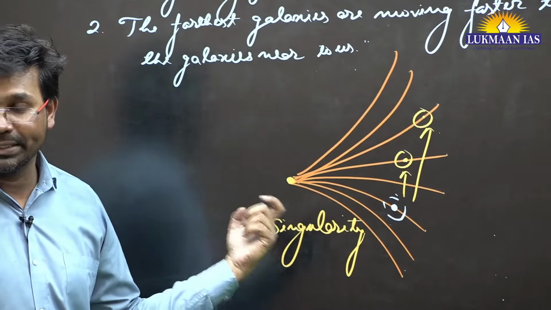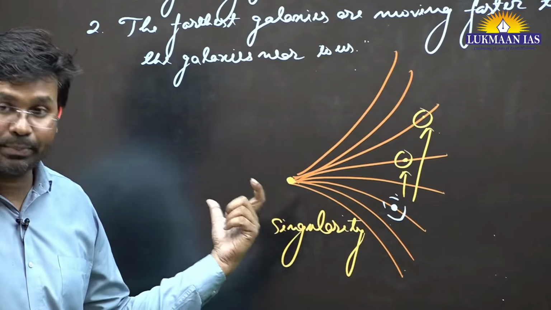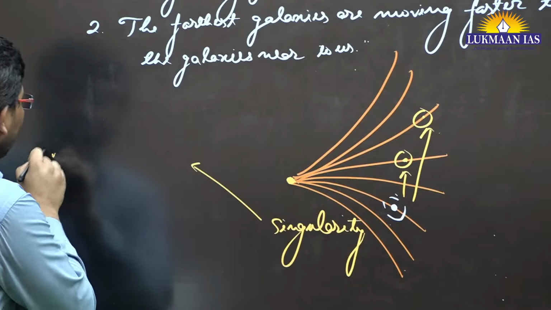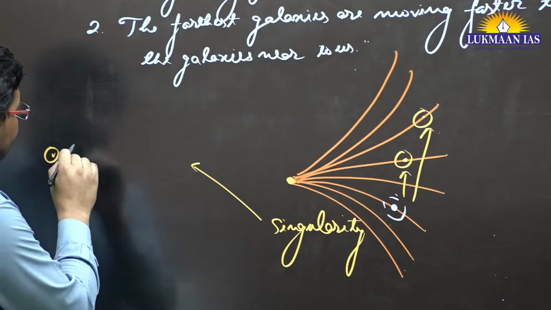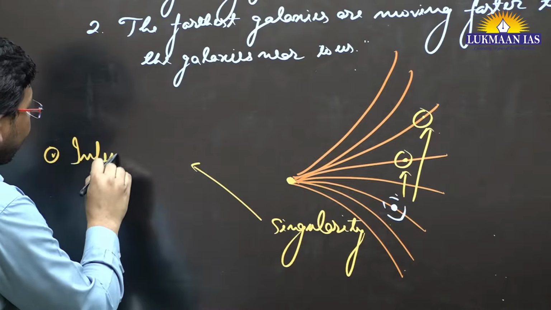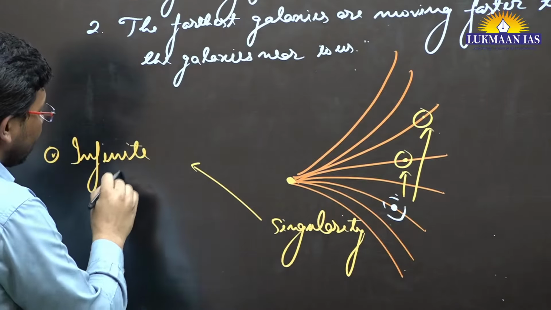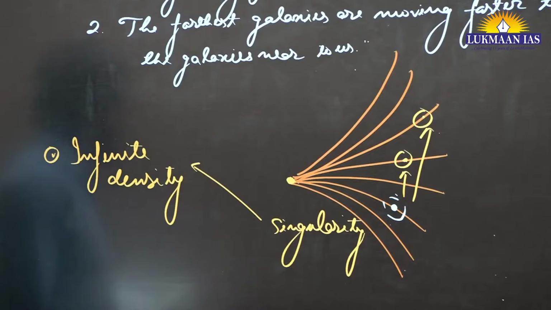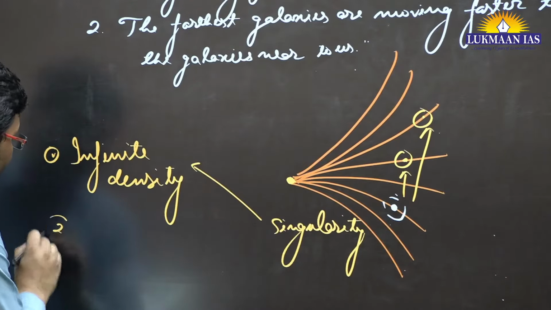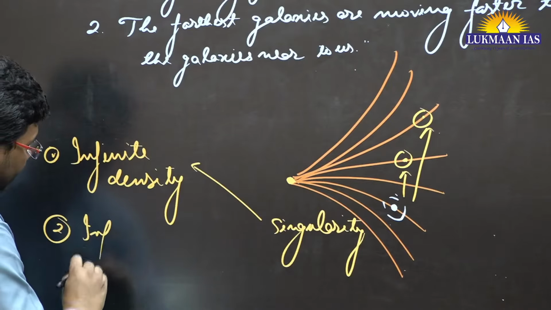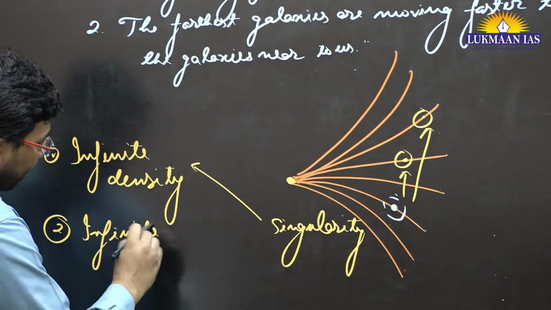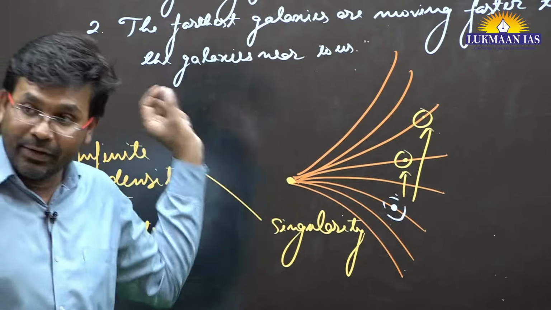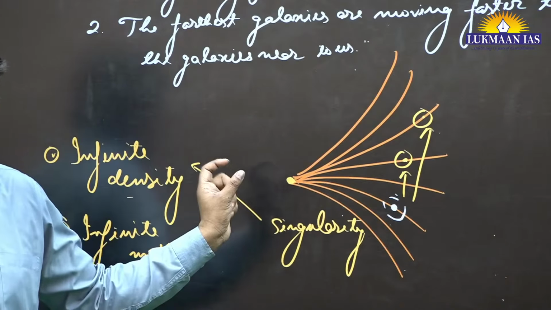What is the property of this singularity? Singularity has two important properties. Number one, it has infinite density. Number two, it has infinite mass. Okay, its density is infinite, it has infinite mass. So this is the thing.